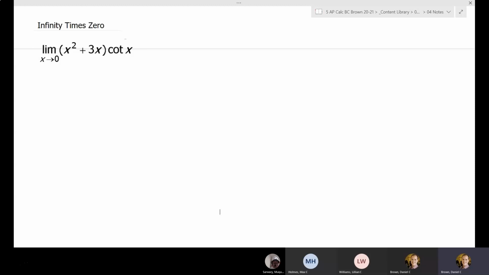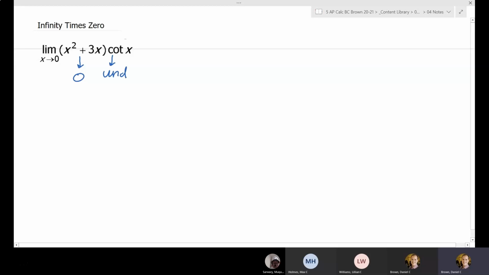So in this first one, I have the limit as x goes to 0 of x squared plus 3x times the cotangent of x. The first thing we want to do whenever we're dealing with a limits question is always try direct substitution. So x is going to 0. When I plug in 0 for x, this first factor becomes 0. The second factor is the cotangent of 0. Well, what is the cotangent of 0? Undefined. Why is the cotangent of 0 undefined? What's happening at the graph there?